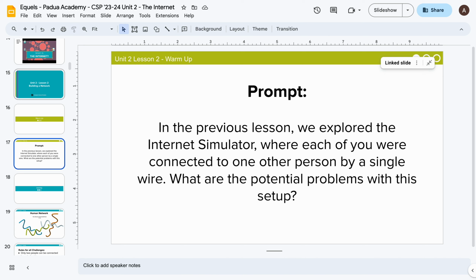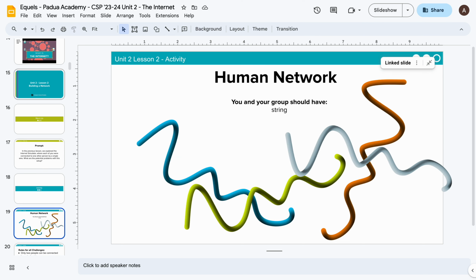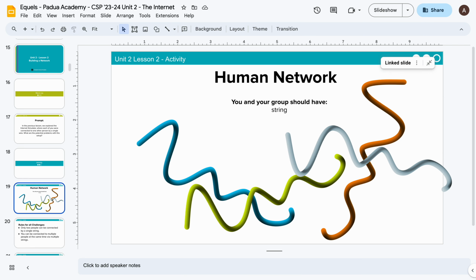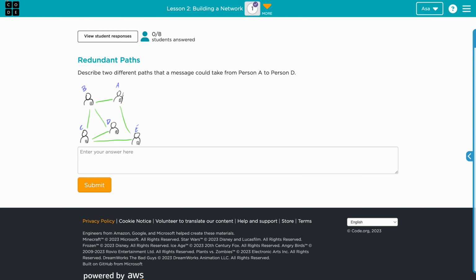Obviously, yesterday, there was a prompt for you to consider: what are the potential problems with the setup where each of you were simply connected to one other person by a single wire? All right, so today we are going to be creating a human network. So you're not going to be using any of the widgets or modules or anything like that.